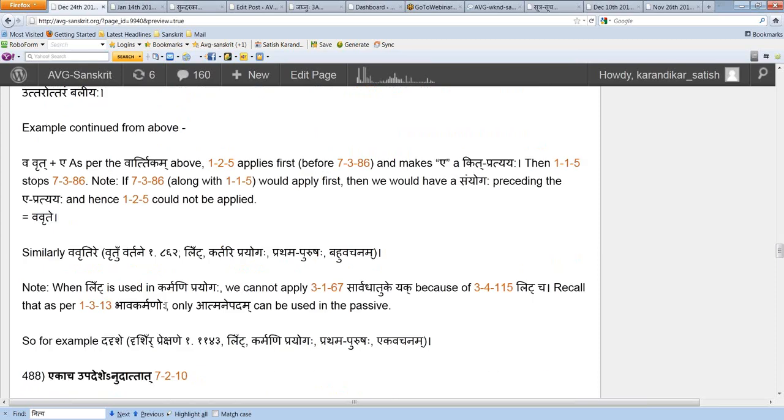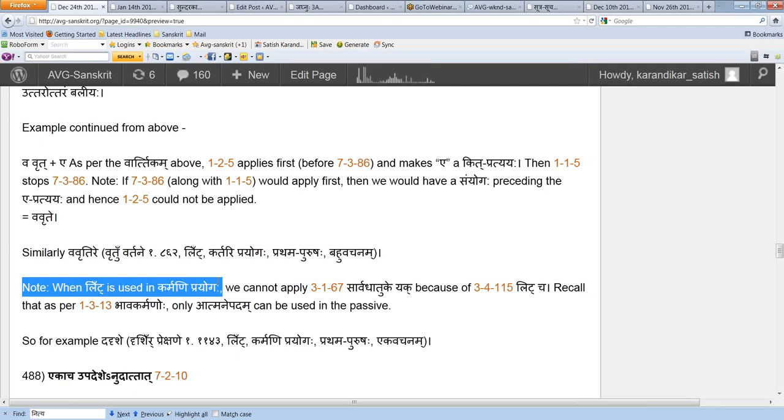Now, one more very important comment I would like to make here before the next sutram: if you use a Lit pratyaya in a Karmani prayoga, in a passive Lit prayoga. Remember when we used the Karmani prayoga before, for example a simple example, Ramah Sitam Pashyati becomes Ramena Sita Drishyate, Sita is seen by Rama. Now Drishyate we get because we used the sutram Sarvadhatuke Yak.